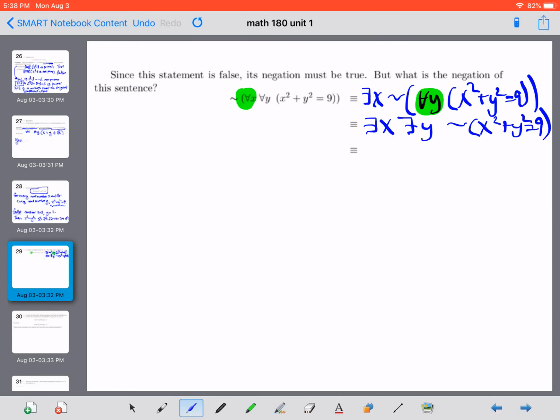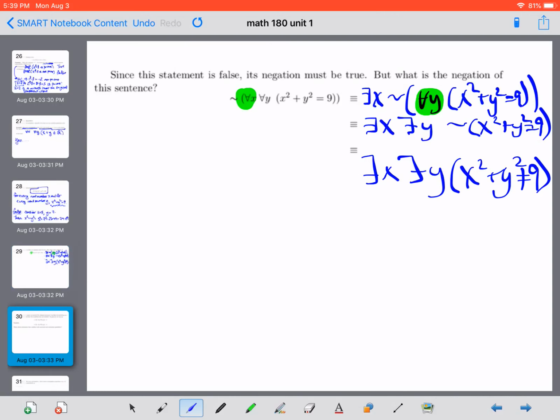So now the last thing we need to do is negate that predicate, that open sentence, and we can do that simply by turning that equal sign into a not equal sign. So we get: there exists an x, there exists a y, such that x squared plus y squared is not equal to 9. And indeed, this is how we showed that our original statement was false. We proved that there existed an x and a y such that x squared plus y squared is not equal to 9. 5 and 7, those are our x and our y. So all you have to do is find one x and one y, and that will show that your original statement is false, and thus the negation is true.